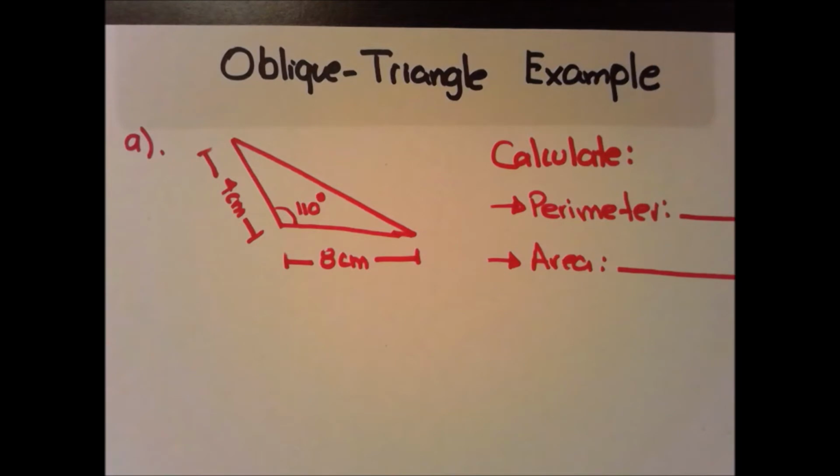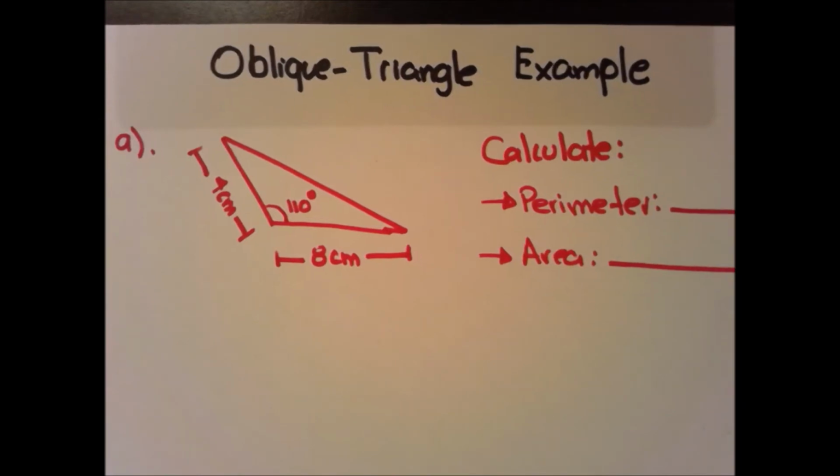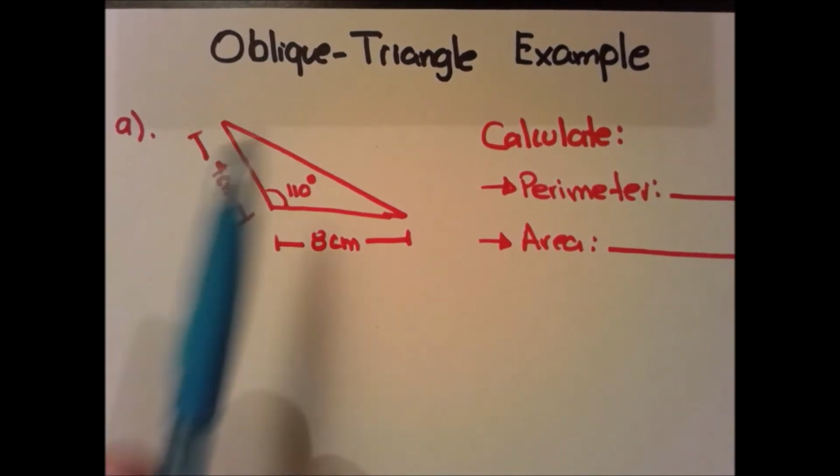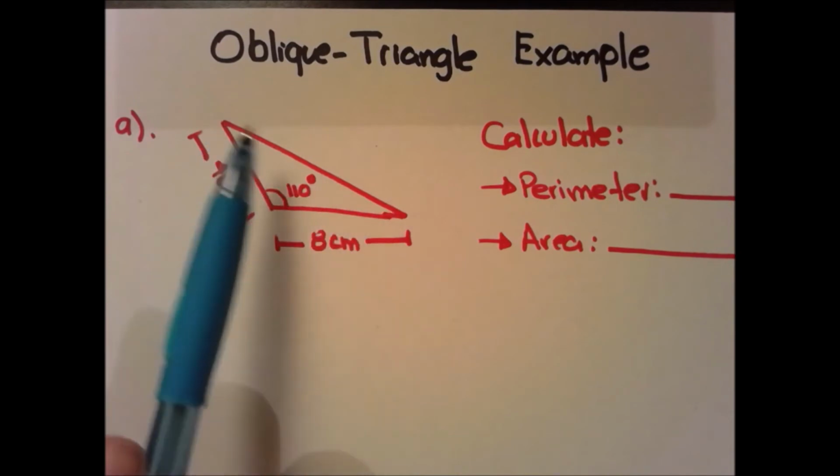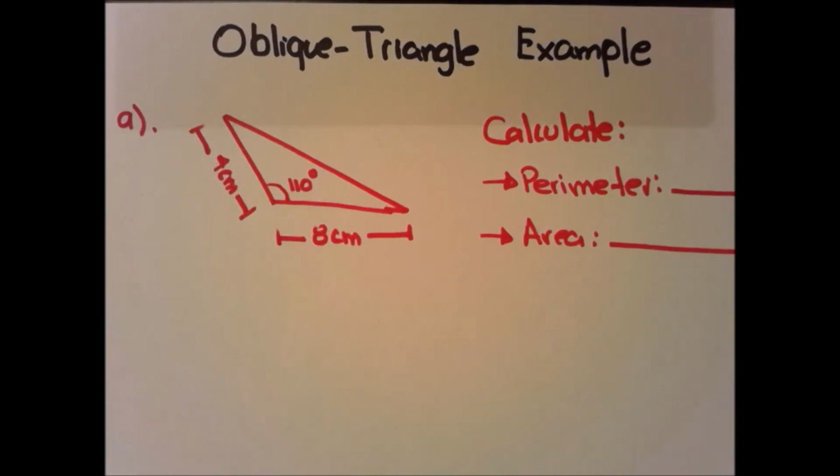First of all, to calculate the perimeter, we need to know this side length. So the thing is how we can do it. Right now we cannot use the Pythagoras theorem or the trigonometrical identities. We need to use, remember, the law of sine or the law of cosine.